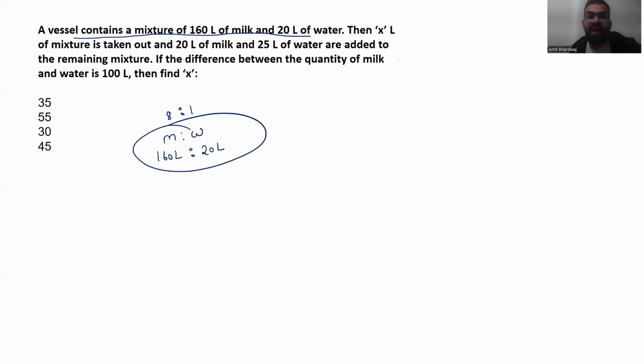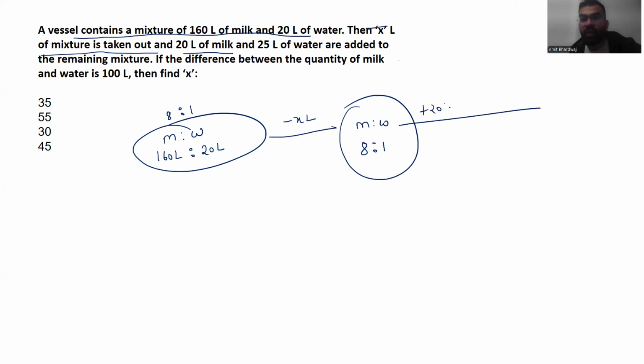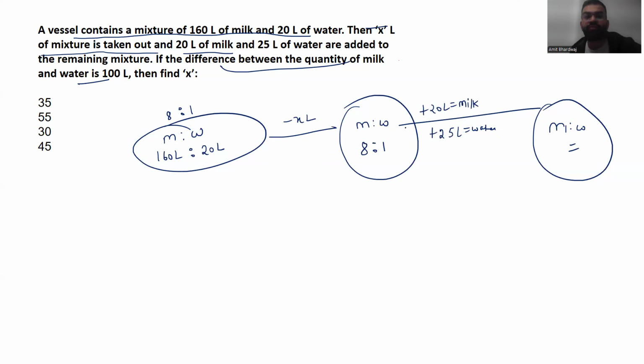Now X liter of mixture is taken out. We don't know what quantity is taken out. Now the ratio of milk and water will remain the same, which is 8 is to 1. And 20 liter of milk and 25 liter of water are to be added to the remaining mixture. Finally we have milk and water with a different ratio, obviously. Now the question is the difference between the quantity of milk and water. Finally the difference of milk and water is 100 liter. Find out the value of this X.